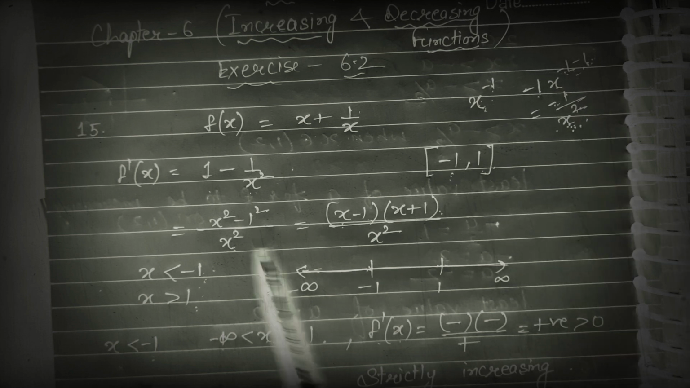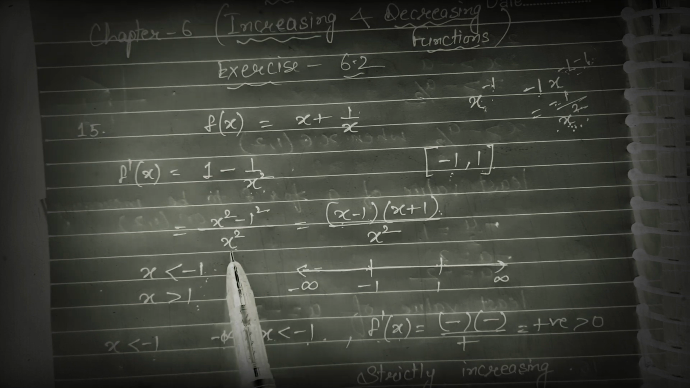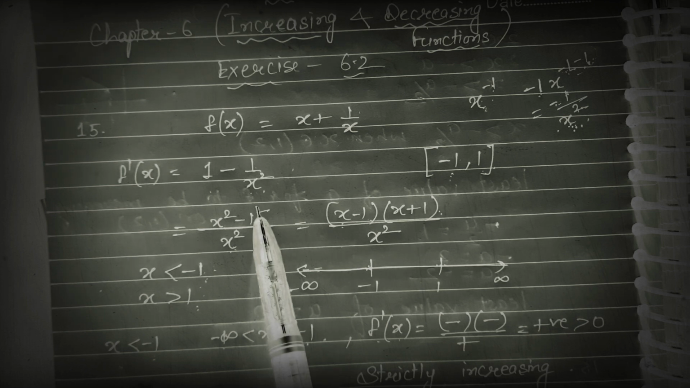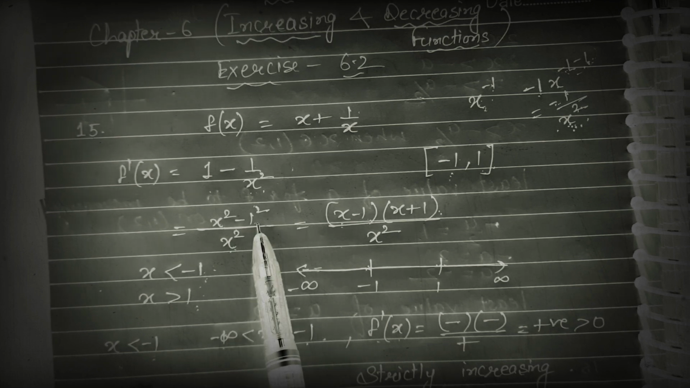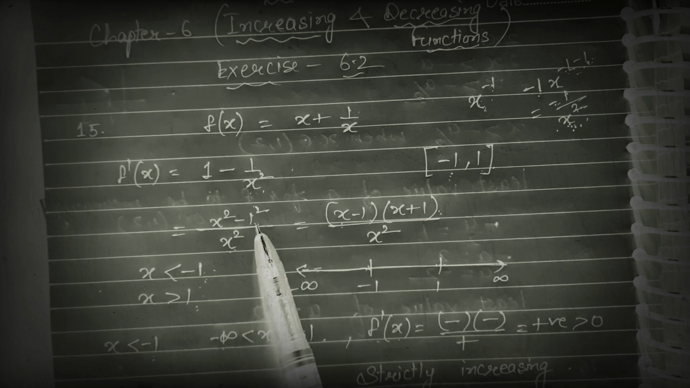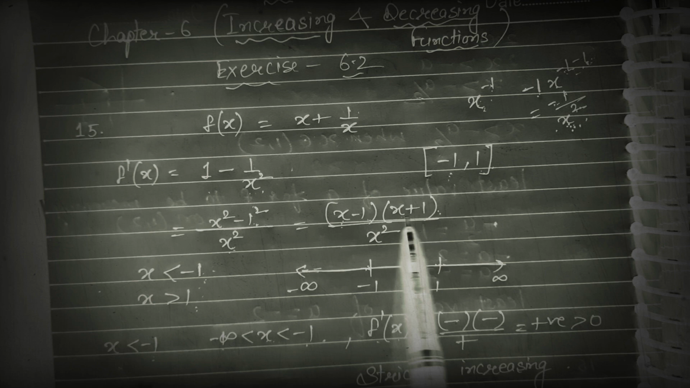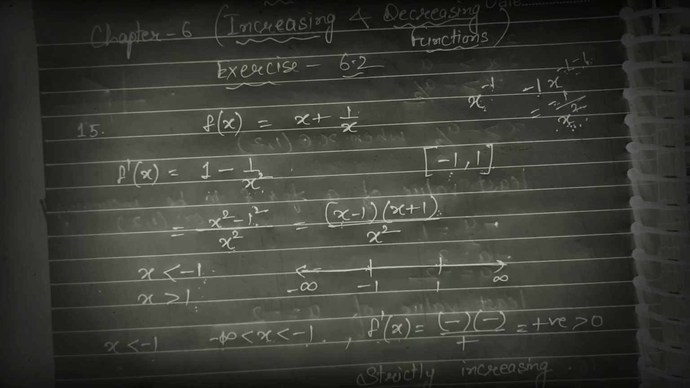So the derivative of this function is 1 - 1/x². Now taking the LCM x², we get (x² - 1)/x², and 1 we can write as 1². So it is a² - b². What is the formula of a² - b²? It is (a + b)(a - b). So it is (x - 1)(x + 1). Now there is no need to take f'(x) equal to 0, because the interval is given here.